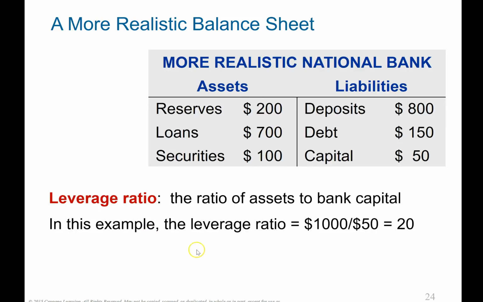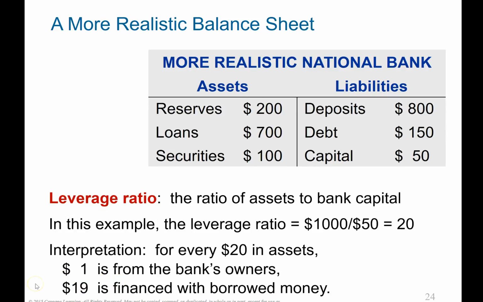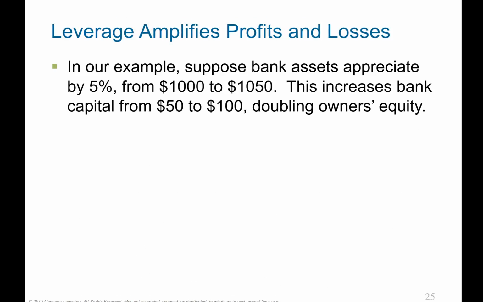So in this example, you've got a leverage ratio of 1,000 to 50, which gives you this value of 20. And what that tells you is that for every $20 in assets, $1 is from the bank's owners, and $19 is leveraged or financed with borrowed money. An important thing to know. So leverage can amplify profits and losses.